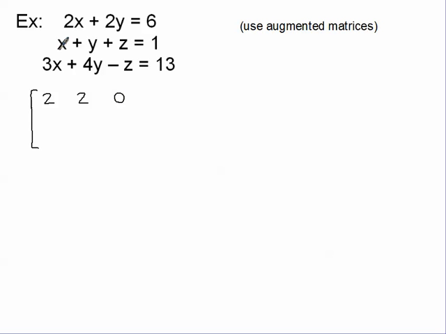I see the x, the y, and the z, so that's 1, 1, 1. And I see on the bottom one a 3, a 4, and a negative 1 as my coefficients here. Draw my little line, and I put the 6, the 1, and the 13.